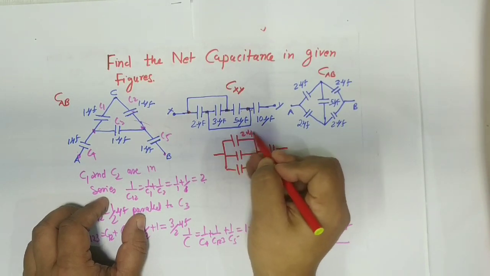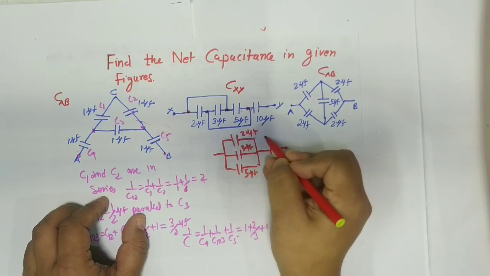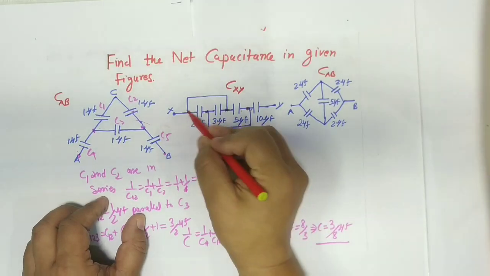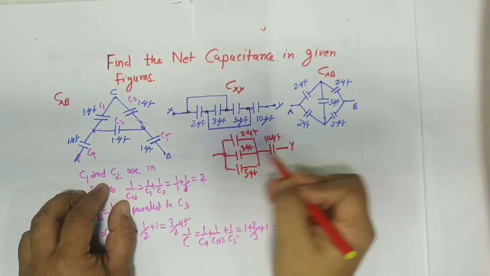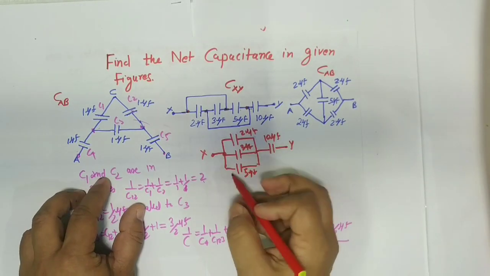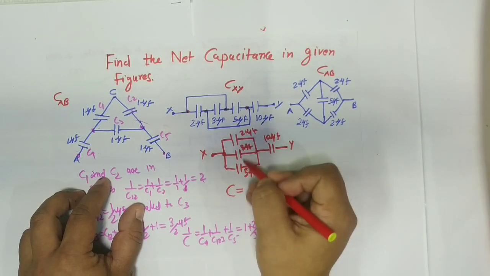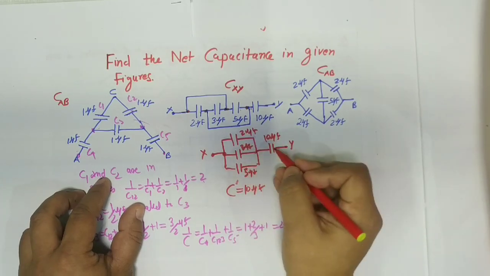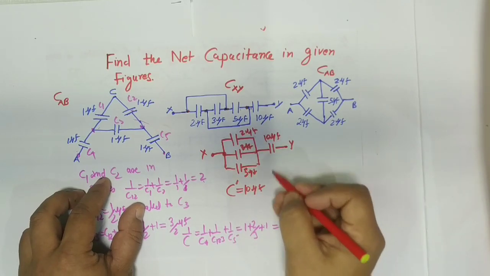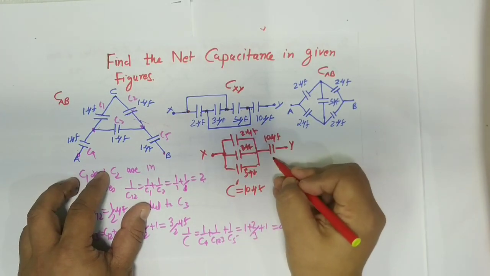So this is 2, this is 3, this is 5. I have changed the arrangement like this. Why? Because there are two junctions and the charge is not the same. Charge gets distributed in parallel. So all three: 2 plus 3 plus 5, it will be 10 microfarad. And this is again 10. So this is C dash and this is C1.